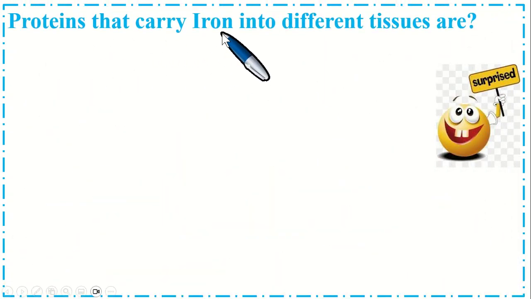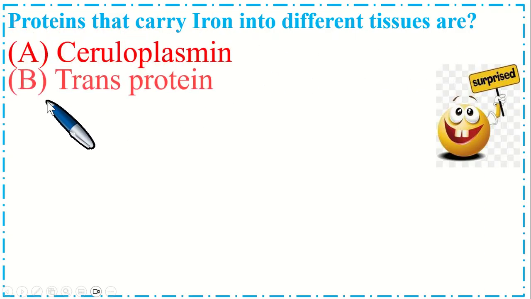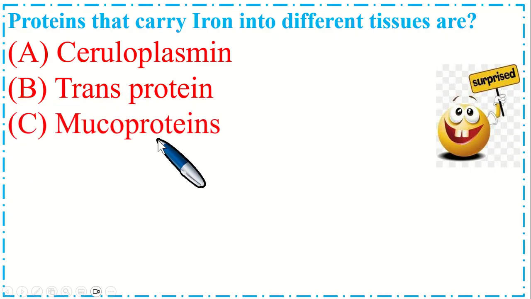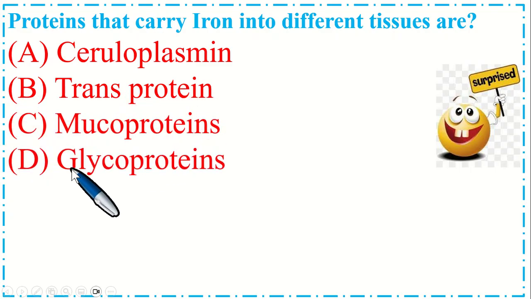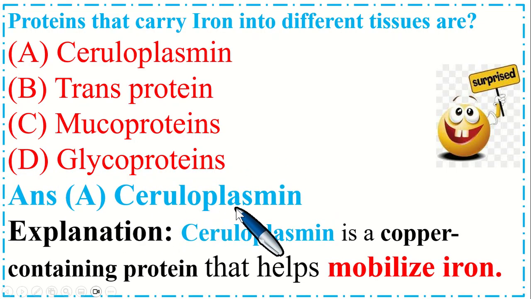Proteins that carry iron into different tissues are option A ceruloplasmin, B transprotein, C mucoprotein and option D glycoproteins. So the correct option is C ceruloplasmin. Ceruloplasmin is a copper containing protein that helps mobilize iron.